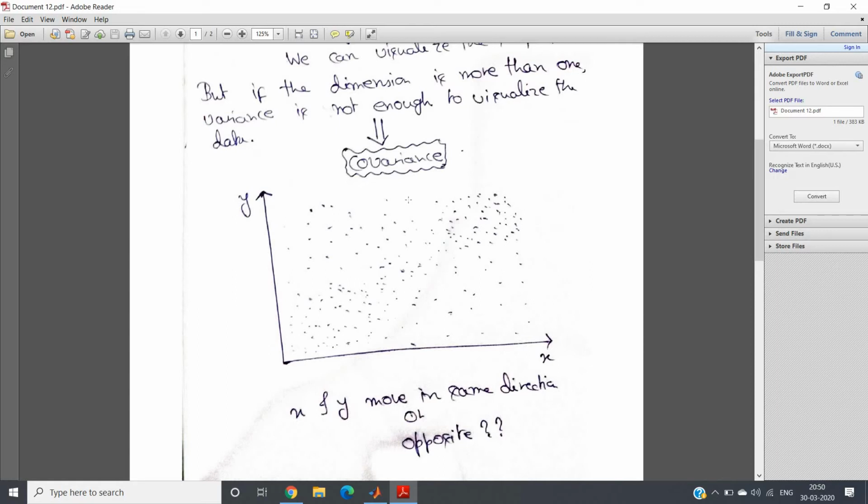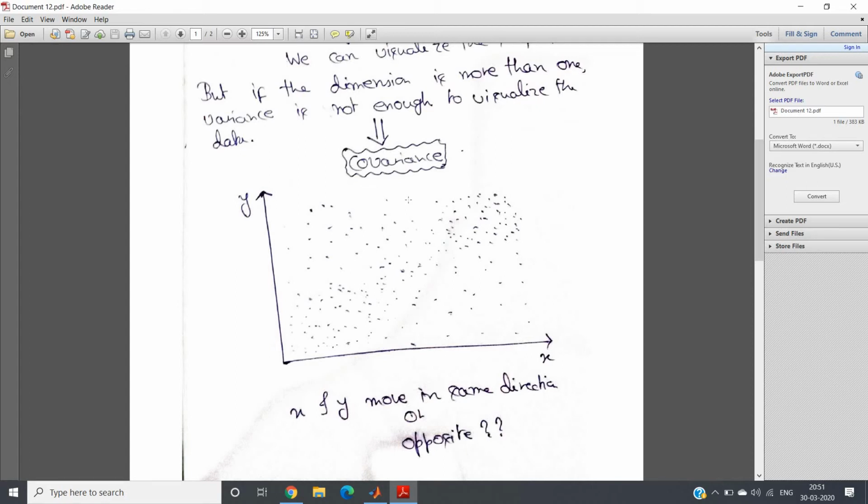After my discussion you will come to know that in the case of covariance, if it is positive, that means x and y are moving in the same direction. That means with an increase in x, y also increases, and with a decrease in x, y also decreases. And if covariance is negative, that indicates with an increase in x, y decreases, or with a decrease in x, y increases. That means x and y move in opposite directions when covariance is negative.